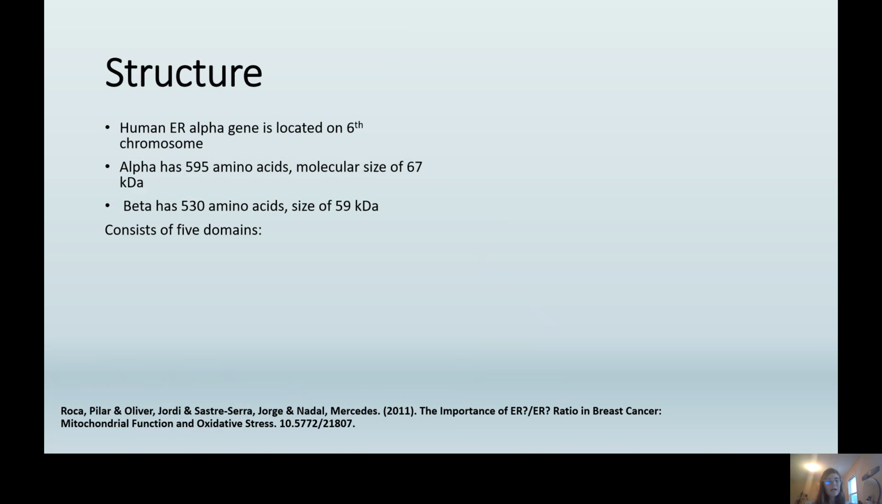The estrogen receptor alpha is located on the 6th chromosome, and as we already discussed, the amino acids and the molecular size. It consists of 5 domains, as we've mentioned, which are the A, B, C, D, E, and F. We'll go into further details of each one and what it does and how it's used for the estrogen receptor. The main focus is the alpha receptor and not the beta.